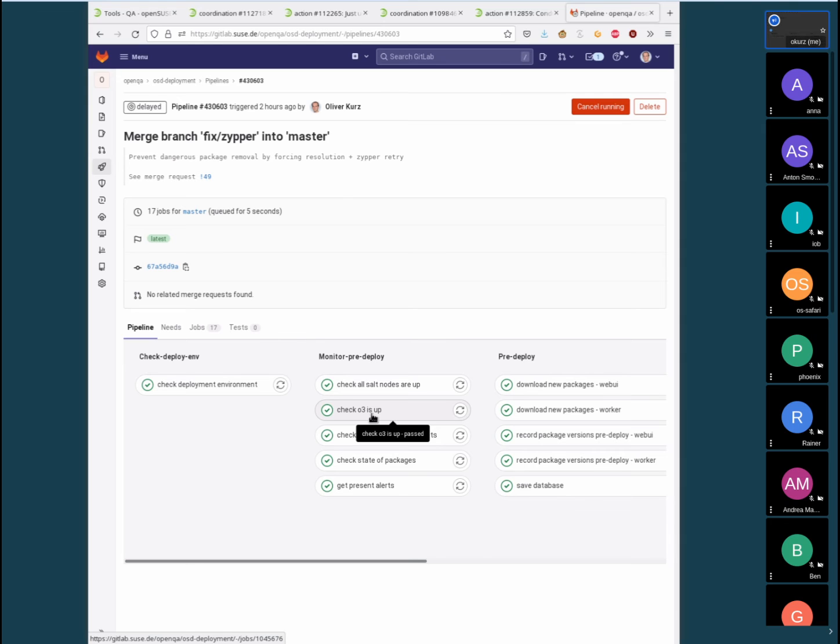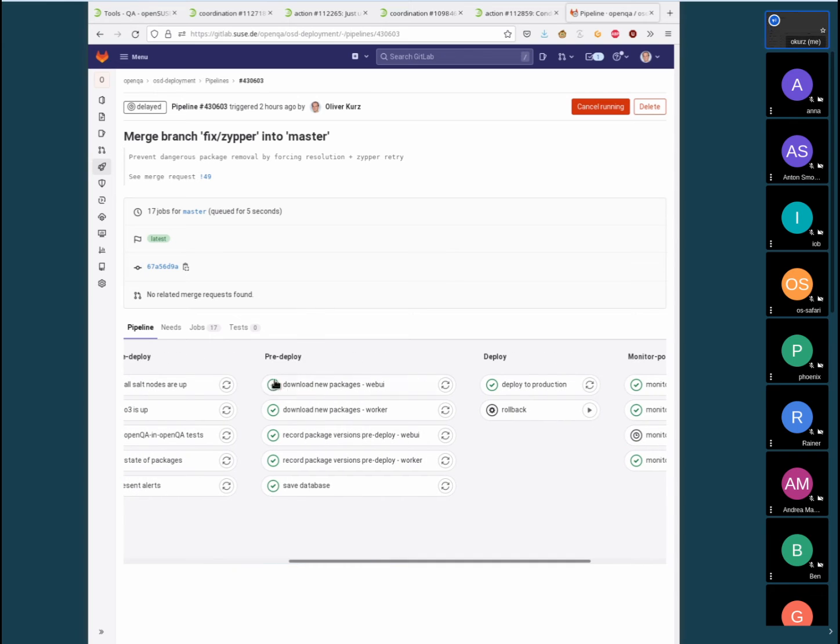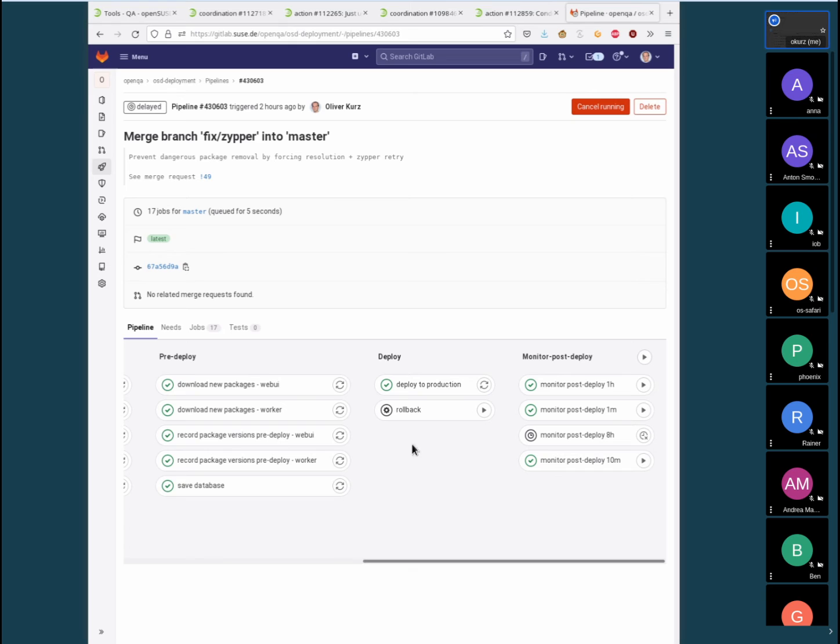The first deployment always happens on openqa.opensuse.org. If that one is up and is fine, only then we can continue. Are there any alerts? Only if that is fine, then we do pre-deploy, including a backup, then we deploy, and then we monitor post-deploy. So we check, are there any alerts popping up 1 minute after deployment, 10 minutes after deployment, 1 hour after deployment, 8 hours after deployment.